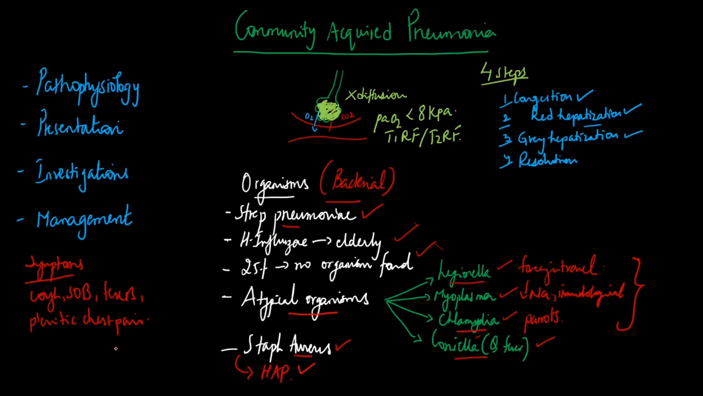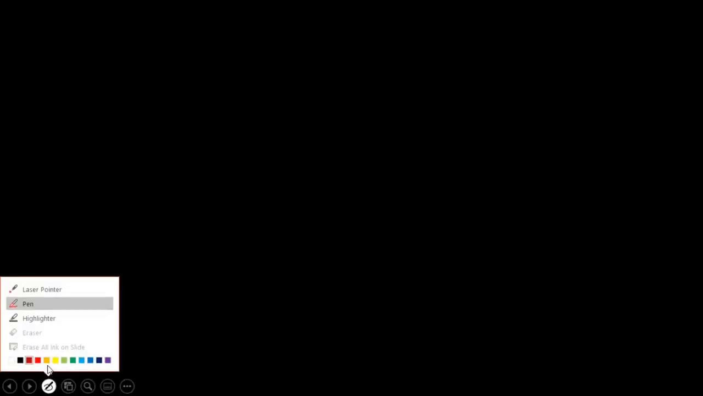And on the next slide, let's have a look at the system used in the UK to grade the severity of disease. It's something called the CURB-65 score. It's recommended by the British Thoracic Society, and we'll have a look at the individual components of this score. C stands for confusion.